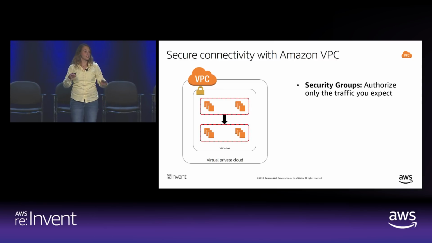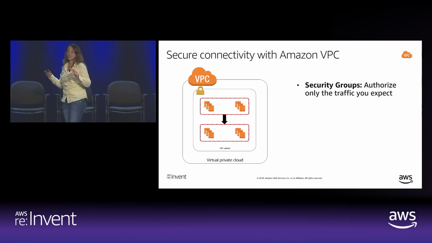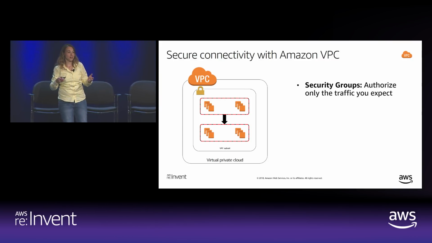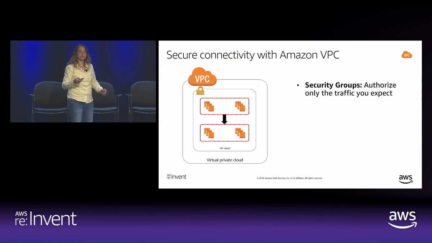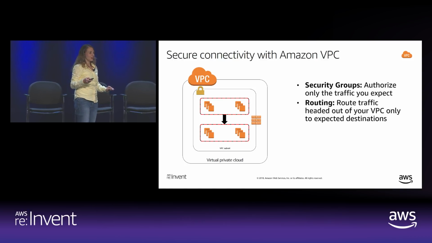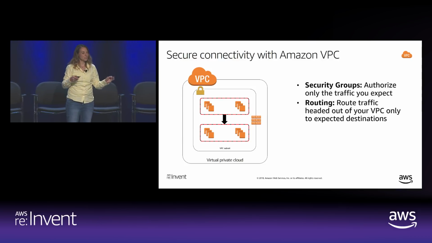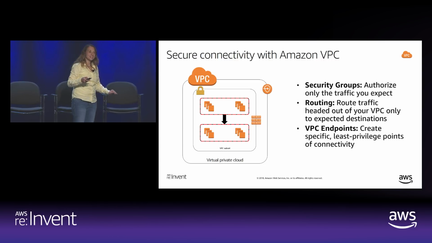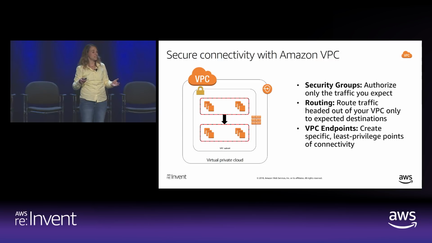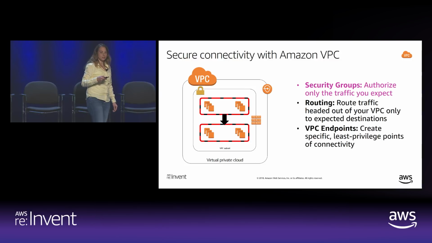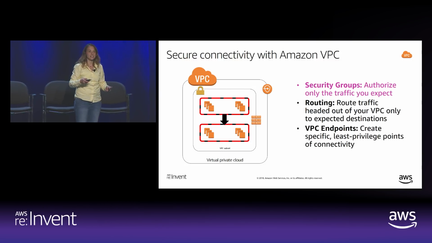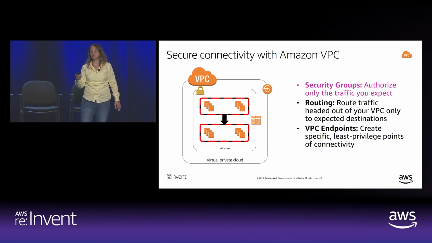Security groups. Security groups allow you to control what traffic flows into or out of different parts of your VPC. Routing. Routing sounds like a networky topic, but it's also a security topic because it lets you create least privilege connectivity. And then finally, to go even further with least privilege connectivity, we have a family of features called VPC endpoints that I'm going to talk about. So first, let's talk about security groups, authorizing only the traffic you expect. I'm going to tell you, this is the easiest of these 3 topics, and it's also the most powerful.